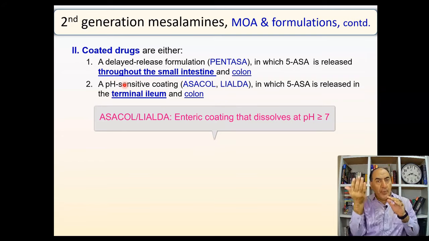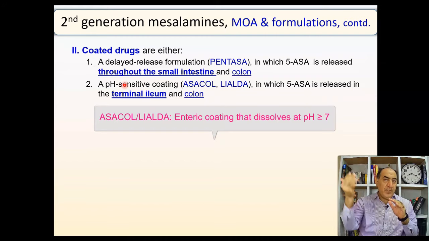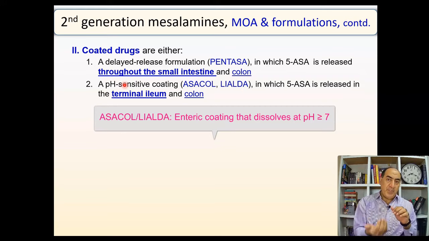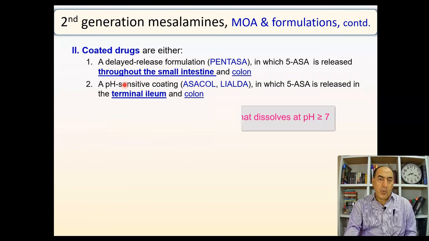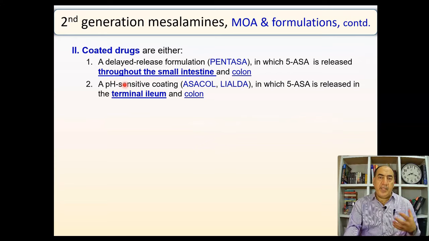In the beginning, in the stomach, the pH is 1 to 2. Then in the duodenum the pH will start to get a little more. But in the terminal ileum, the pH will definitely be 7 or more. So here this coating will release the active compound, which is 5-ASA. The examples are Asacol and Lialda.